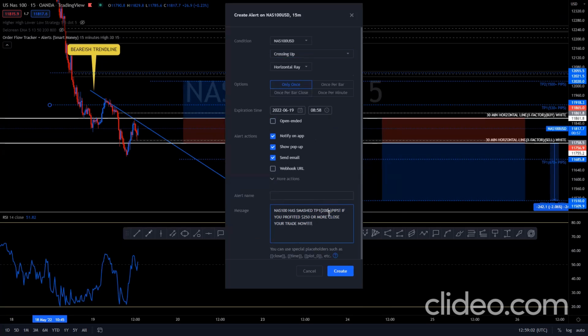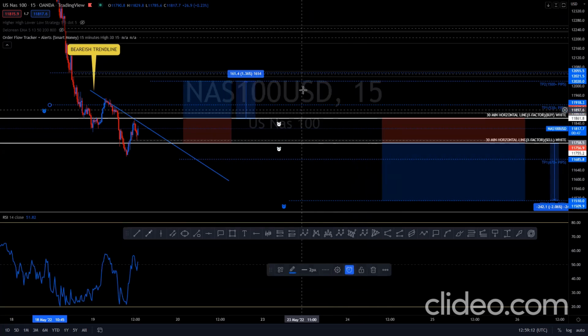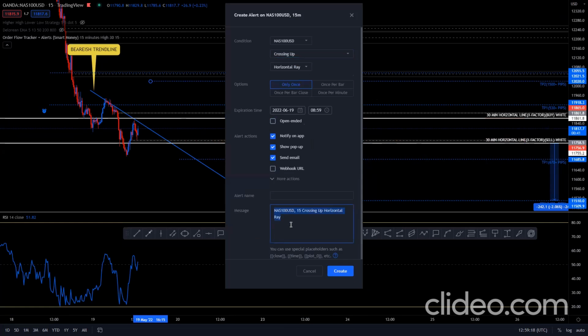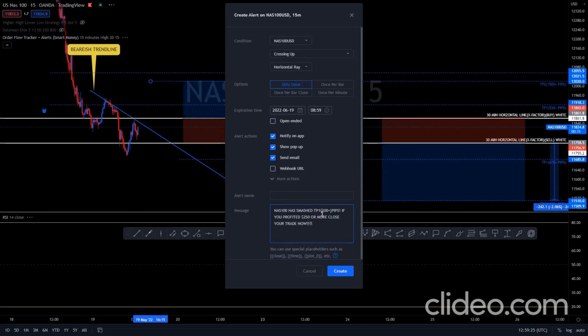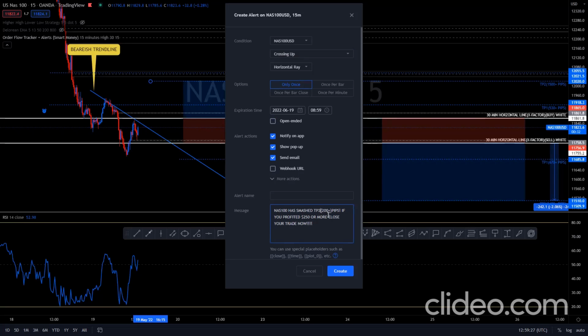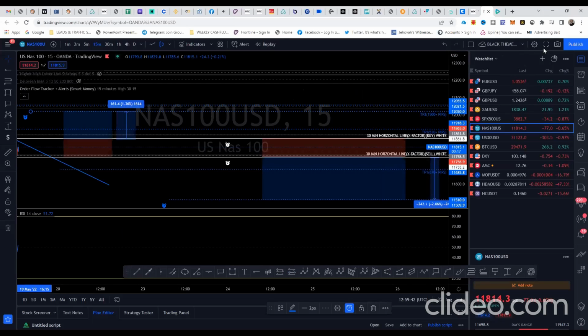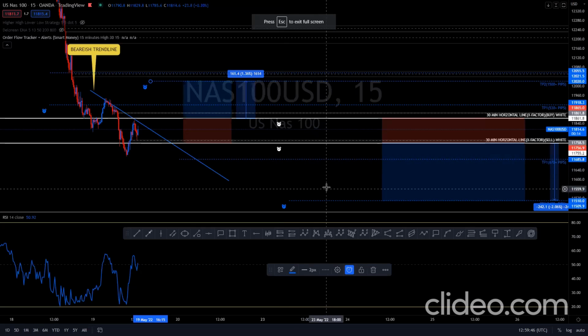TP1, this is 530 pips. All right. So now that I did that, all of those are set.